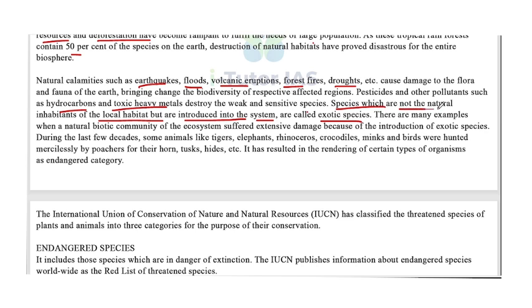Exotic species are species which are not the natural inhabitants of the local habitat and are introduced into the system. There are many examples when a natural biotic community of the ecosystem suffered extensive damage because of the introduction of exotic species. During the last few decades, some animals like tiger, elephants, rhinoceros, crocodiles, minks and birds were hunted mercilessly by poachers for their horn, tusk, hides, etc. It has resulted in certain types of organisms being rendered endangered.